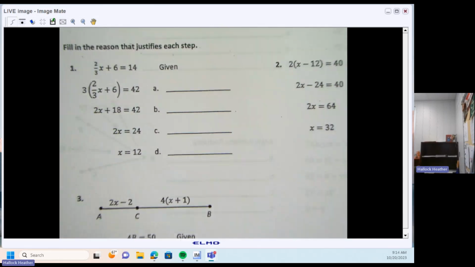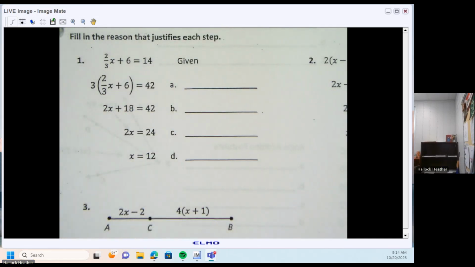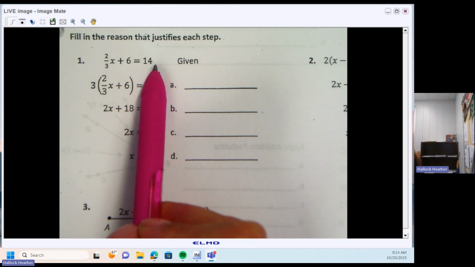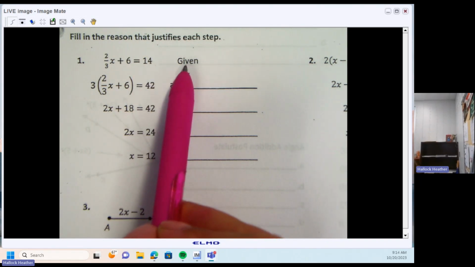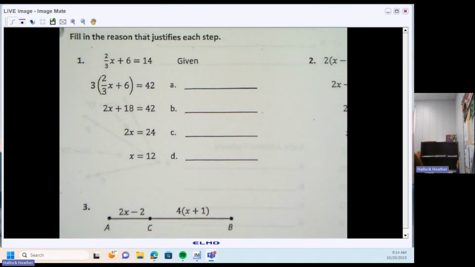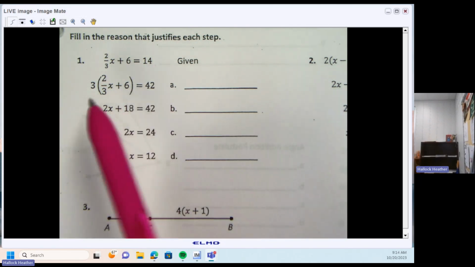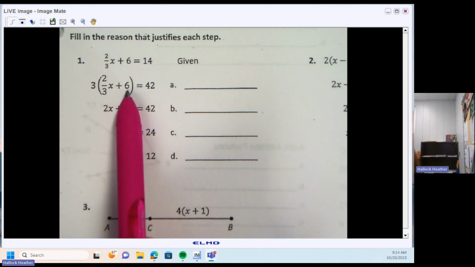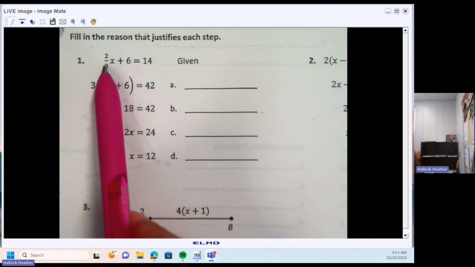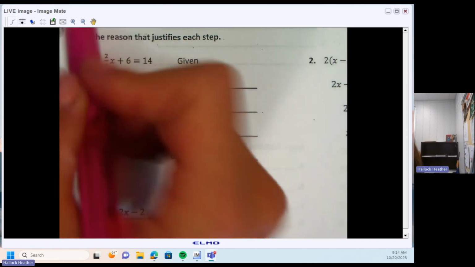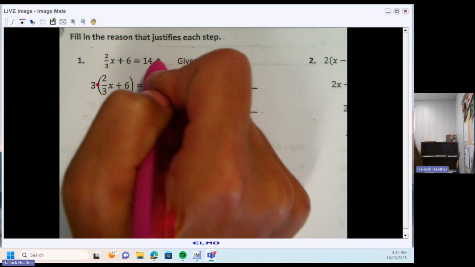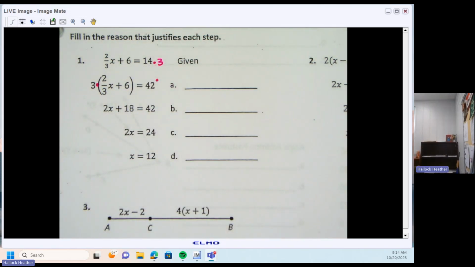So if we look at number 1, it says fill in the reason that justifies each step. The first thing is 2/3 x plus 6 equals 14. The reason why is because it's given. Normally you have a little word bank or drop down options. In this case, we're just going to fill it in. So from here to here, what they're doing is getting rid of the 3. They're multiplying both sides by 3 to get rid of that denominator.